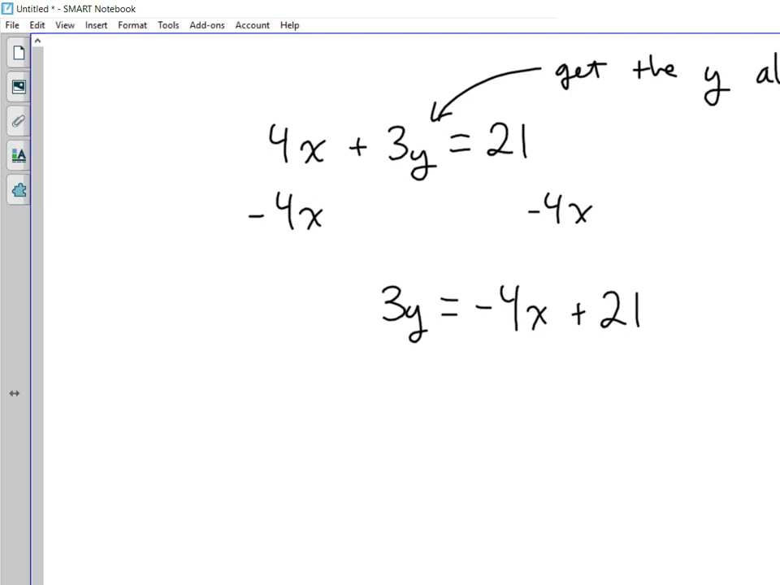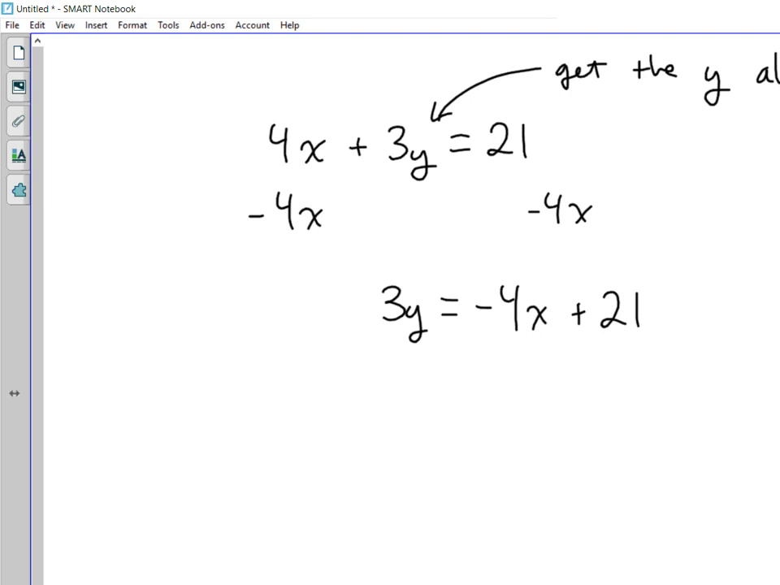But why can't I make this 17x? 21 minus 4x. Why can't I make that 17x? Can I do that? Absolutely not. Are those like terms? No, they're not like terms, so I cannot combine them. Very good. So here we are. First step. We're good to go.